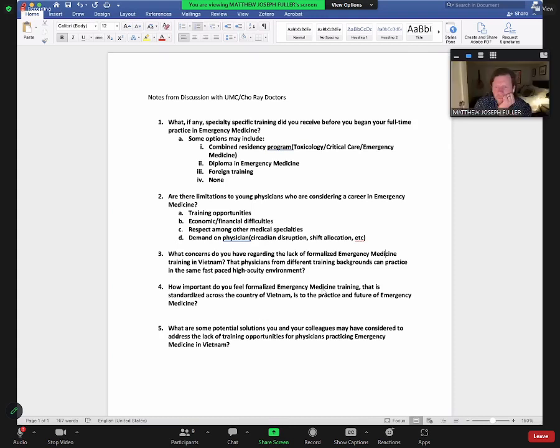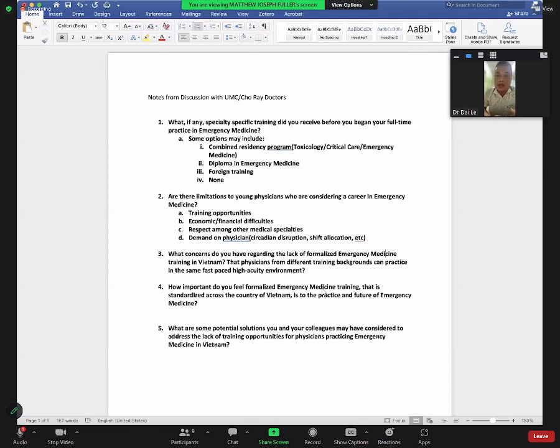So that's the point. I think that income is the biggest barrier when you go into emergency medicine around Asia too, not only in Vietnam. Around Asia. Right. That's the point.